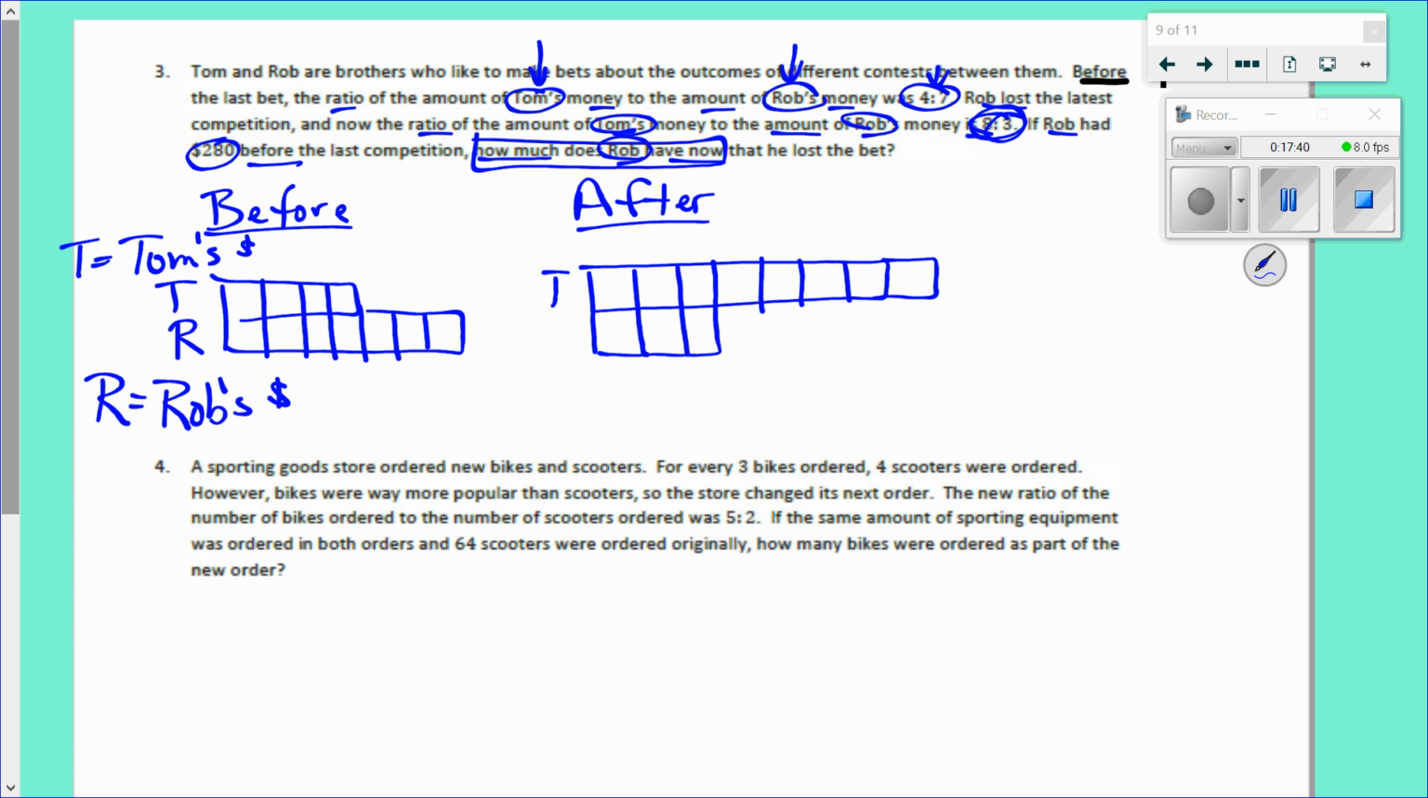But it's still Tom and Rob, so I don't have to do any additional identifying. We always have to find that last piece of information. In this case, it was that Rob had 280 before the last competition, meaning Rob, before the competition, had $280.